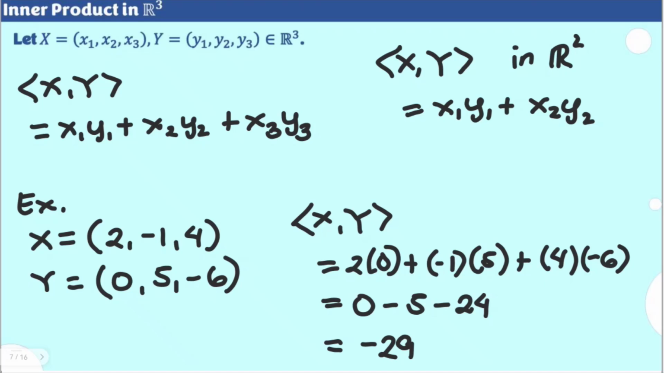Before we end this video, one important thing we need to consider is, of course, the inner product will always be a scalar. The result for this in R2 is a real number. This is also true for R3. The result is a real number. Just like in this given example, -29 is a real number. The inner product of vectors in R3 would be a scalar and not a vector.